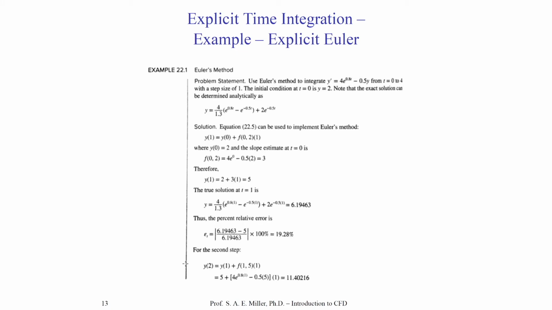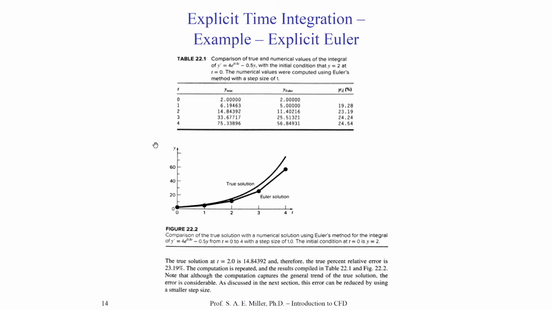We can also keep marching. For the second step, we would go from time 1 here to time 2. Notice our right-hand side equation is the same, but we have new values of t and, of course, y. We can evaluate this equation with explicit Euler and get a value of 11.40216. We can also find the analytical solution. Chung was very nice to summarize these steps.